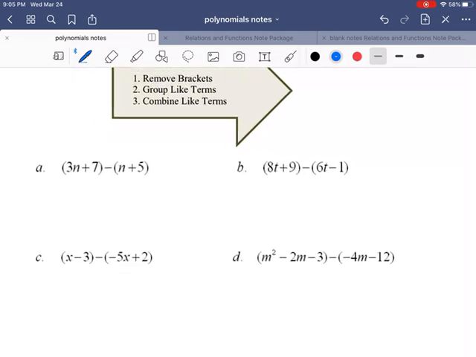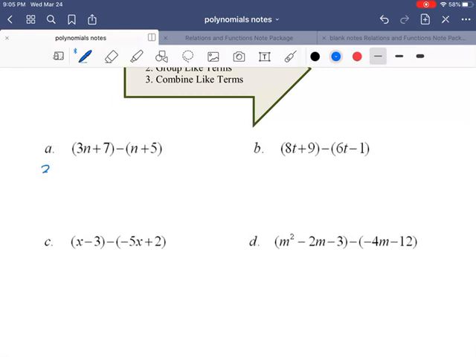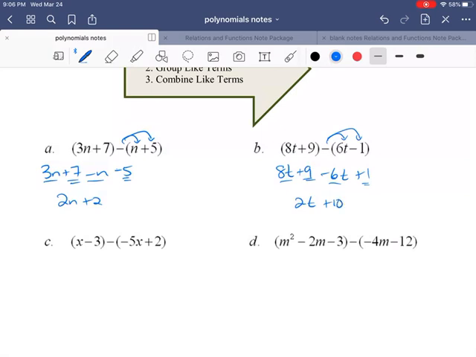So let's put it all together here. The first set of brackets does not change. The second set changes sign. So it was positive n, now it's become negative n. It was positive 5, now it's negative 5. And then we collect like terms. 3n minus n is 2n, and 7 minus 5 leaves us with positive 2. 8t plus 9 is unchanged. The negative makes that negative 6t, and the negative makes that positive 1. Combining like terms, we're left with 2t, and 9 plus 1 gives us 10.